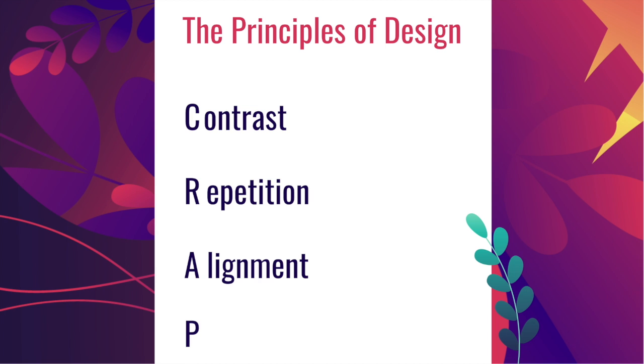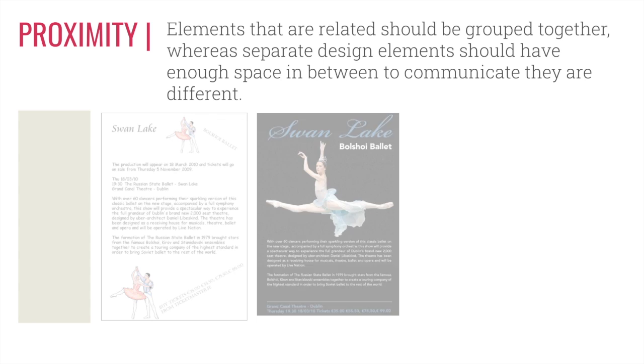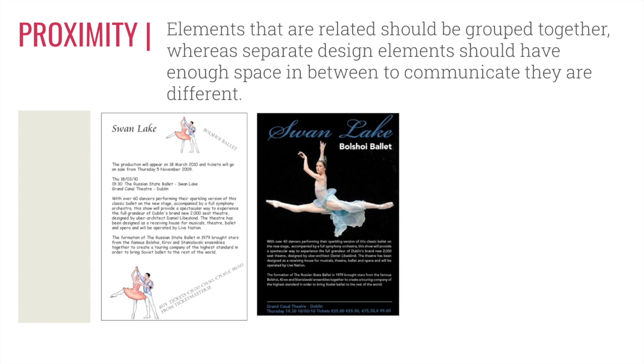Now we're on our final principle of design. So we have C for contrast, R for repetition, and A for alignment. The P stands for proximity. Proximity says that elements that are related should be grouped together, whereas separate design elements should have enough space between them to communicate that they are different.